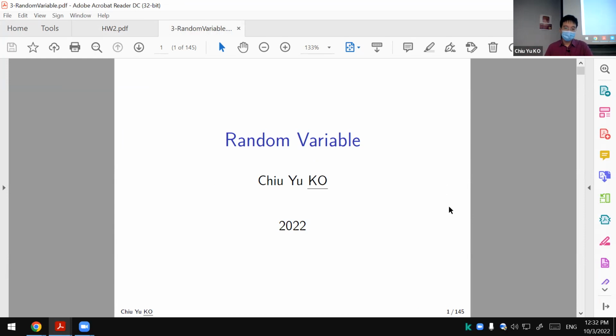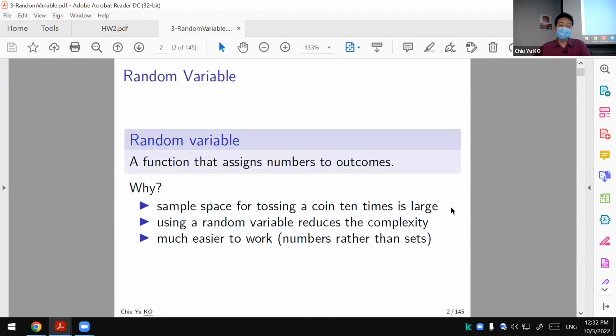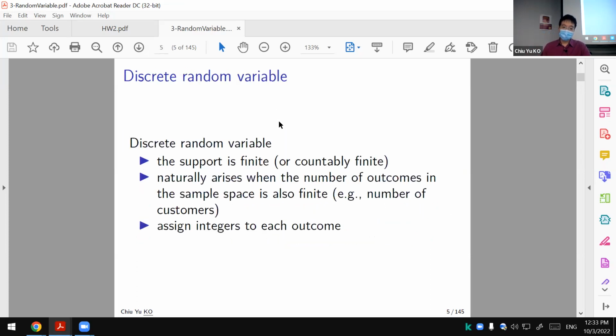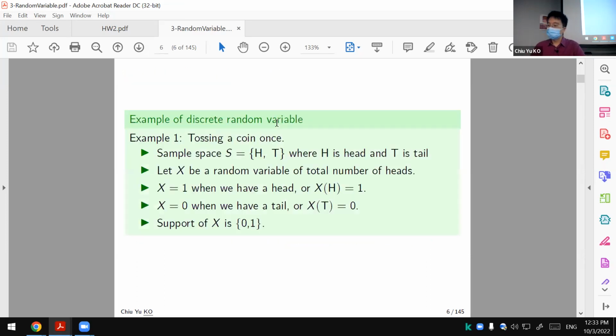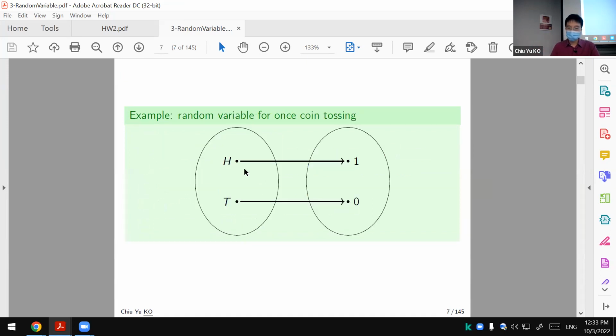To recall the definition, it is a function that assigns numbers to outcomes. Which means that for each outcome of the random experiment, you put a number, right? Say the example would be you have head or tail. Then X, the random variable, is the number of heads, so head is 1, and tail is 0. This is what it graphically represents: for each thing in the sample space, you put in some number.